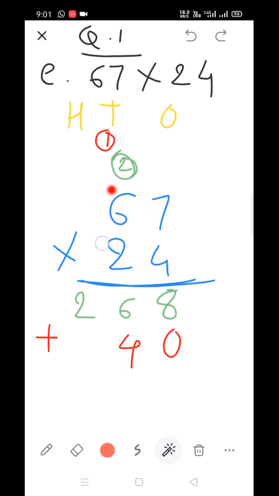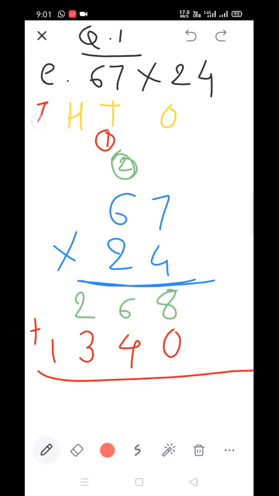Then 6 multiplied by 2. 6 twos are 12 plus 1, 13. So there is one place more added, that is the thousand place. Here is nothing, so I will count it as 0.